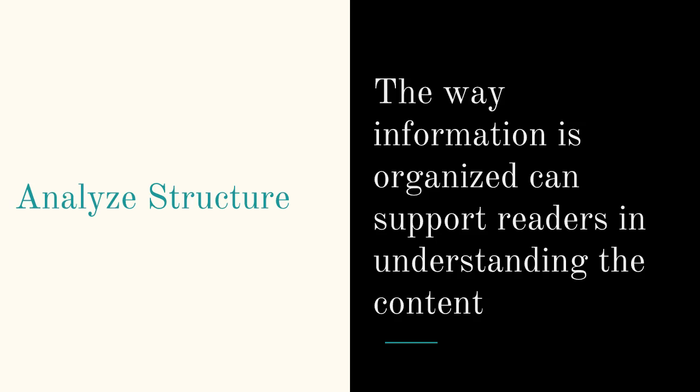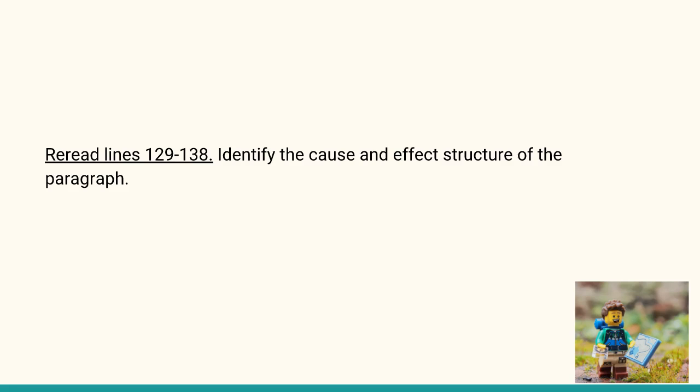In the section Cold Seeps, the author provides a range of information about a deep-sea chemosynthetic habitat discovered in 1984. She organizes this information in a number of paragraphs showing cause and effect relationships in which one event brings about or causes another. Reread lines 129 through 138. Identify the cause and effect structure of the paragraph. Pause while you think.